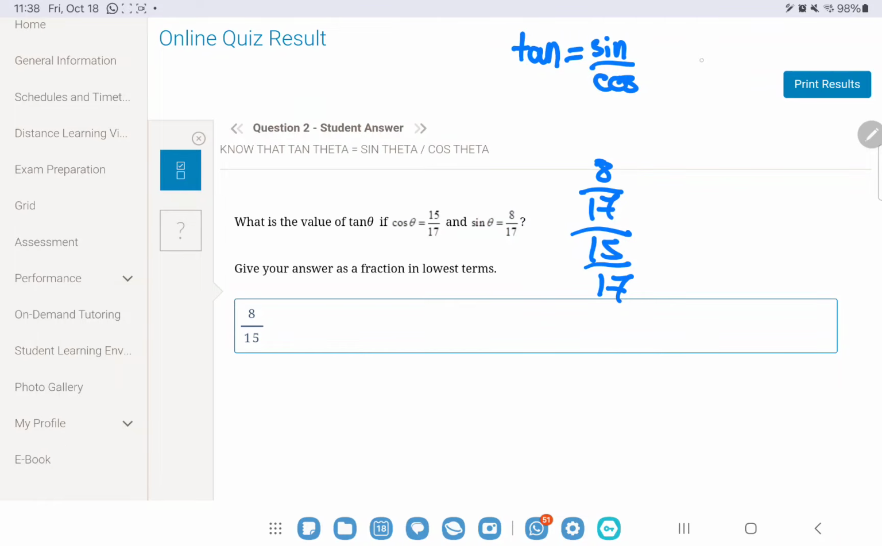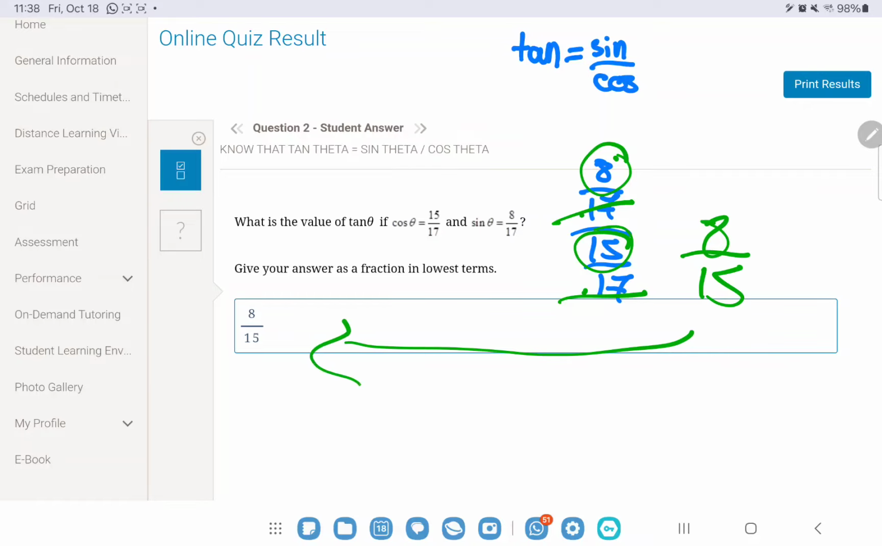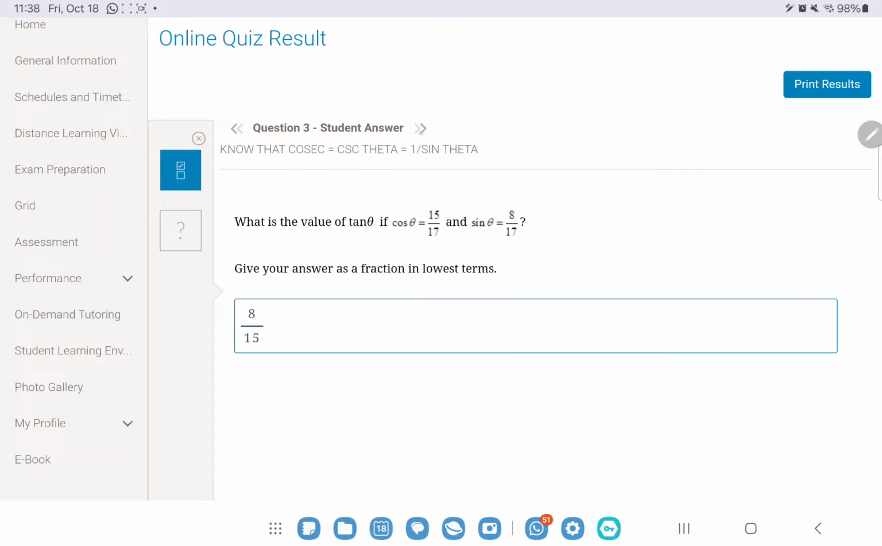There's this rule in math that tells us we could do this. If you have a fraction that looks like this and you have the same denominator both times, cross them out and just keep whatever is left. So 8 and 15. 8 over 15. And that is your answer. That's just it. Memorize this rule and you'll be set for the exam when they ask you for tan. Now, next question.